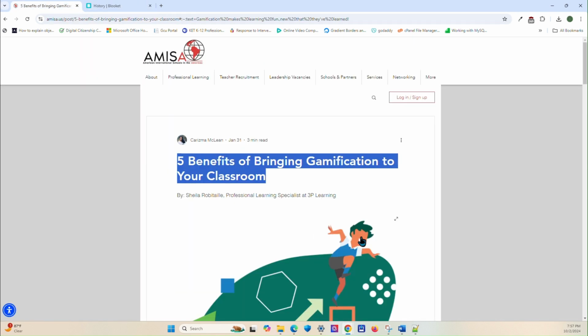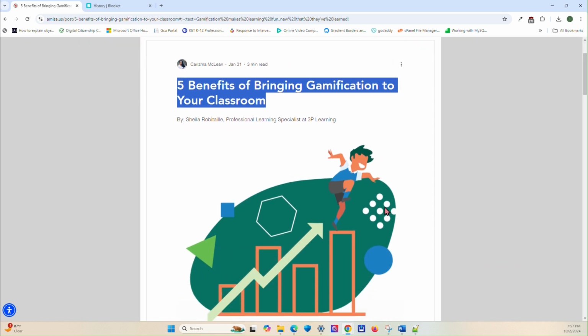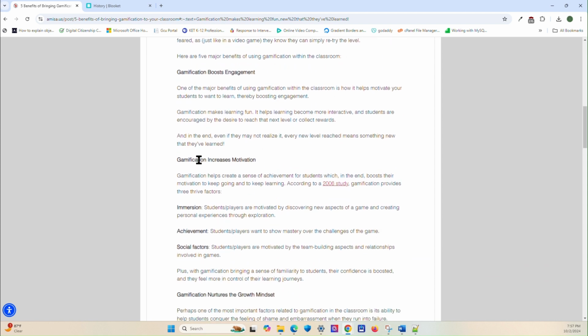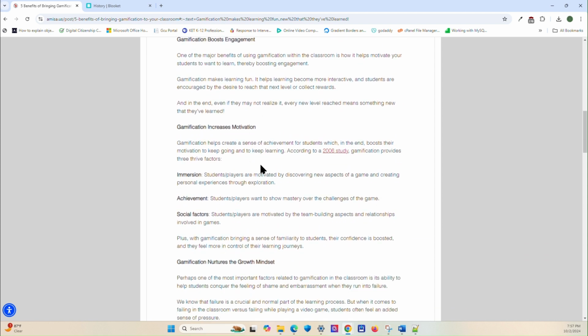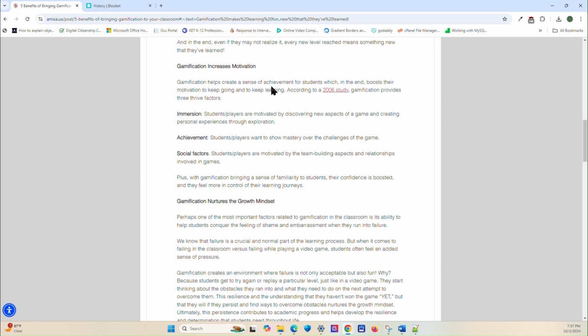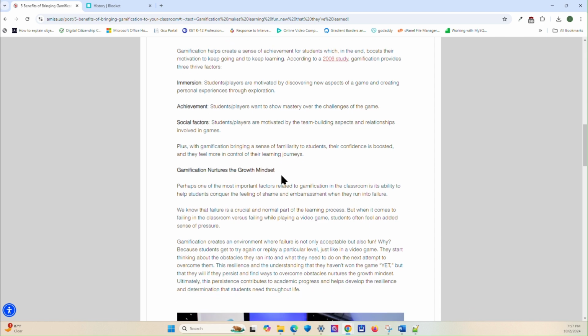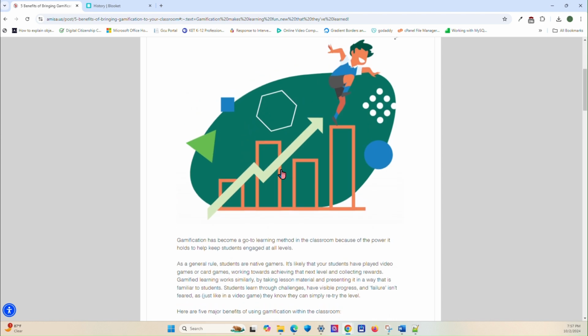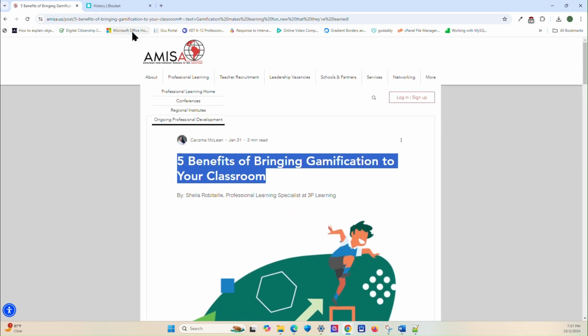I'd like to share with you the 5 benefits of bringing gamification to your classroom. Gamification boosts engagement. Gamification increases motivation, which I have seen is very positive. Immersion, achievement, and social factors. Gamification nurtures the growth of the mindset, and gamification makes learning visible. It's a wonderful tool, and I hope that you will investigate it and maybe use it in your classroom.